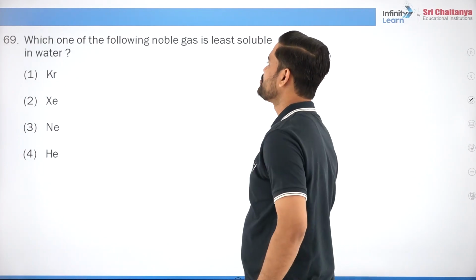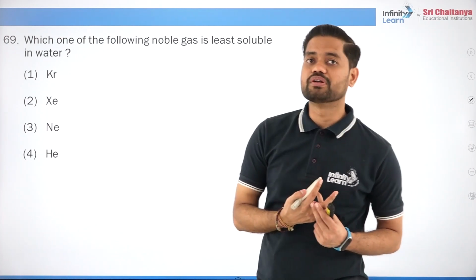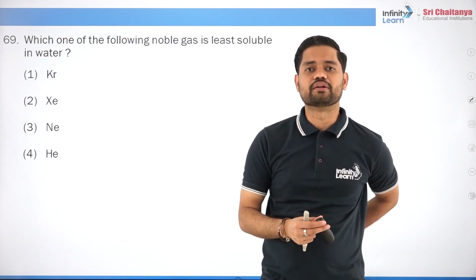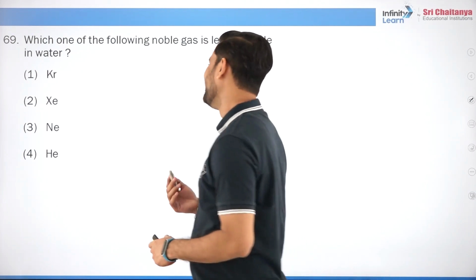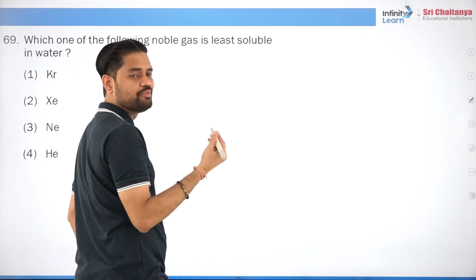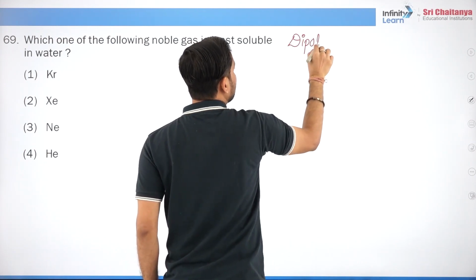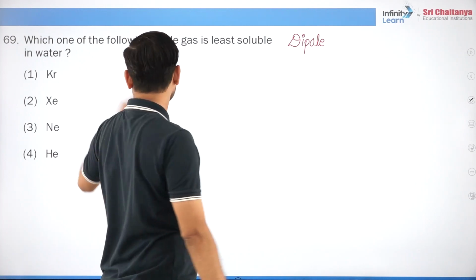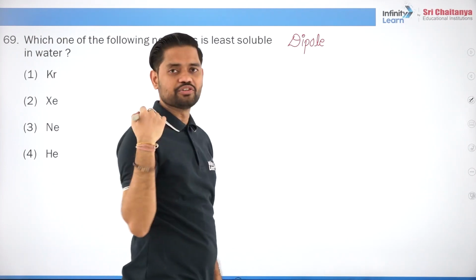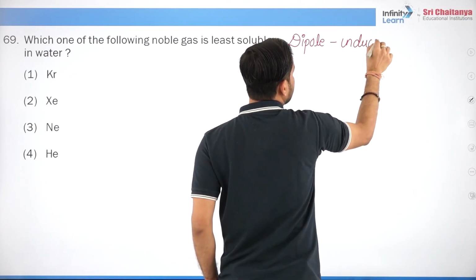Talking about 69, which one of the following noble gases is least soluble in water? Here they are talking about solubility in water, and to become soluble in water, the gases should be what? Polar. Solubility in water will be related to what? Water is a dipole, a polar compound, whereas these are non-polar compounds. So can I say that water has to induce polarity in the noble gases, right? So dipole, induced dipole will be acting in this.